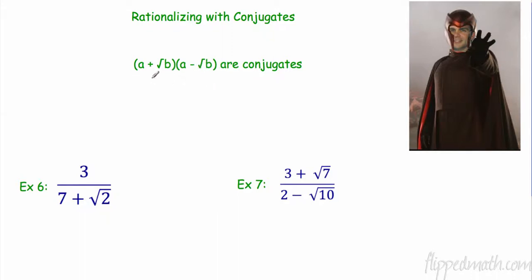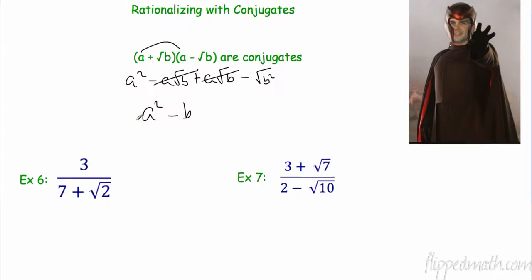And this is kind of like difference of squares. A times A is A squared. A times negative radical B is negative A radical B. Radical B times A is A radical B. And then radical B times negative radical B is negative radical B squared. So these cancel out, so I'm left with A squared minus, and the square root now of a perfect square comes out. So it's going to be gone. There's not going to be any radical left.